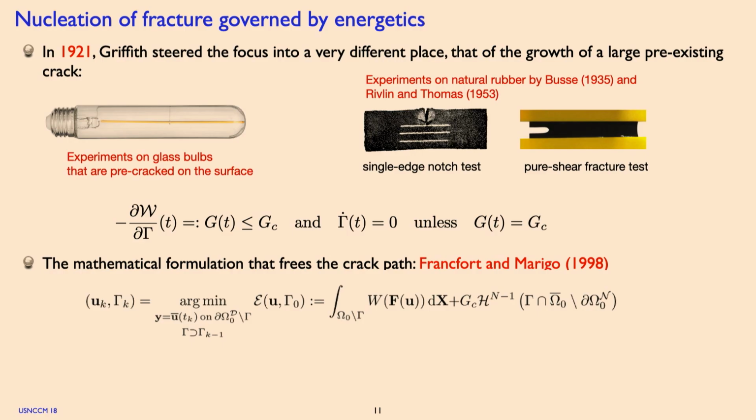Once you start up and running, you don't know where the crack goes. That didn't come until fairly recently. And this seminal work by Francfort and Marigo is essentially recasting Griffith as an energy minimization process. What you obtain from that is both the deformation and the crack set, so you get the crack path out of this minimization process.